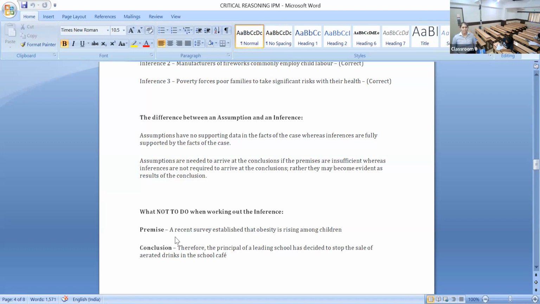Okay, so please write it down. Assumptions are needed to arrive. I'm just reading, okay? The first part I'm saying. Assumptions have no supporting data. Inferences are supported by the facts. We need to identify all these things in our questions. So be very careful with your theory part.